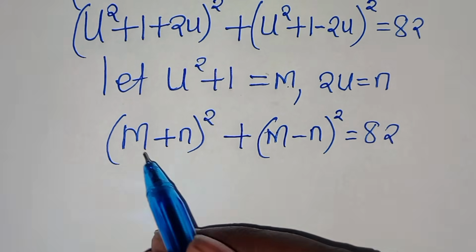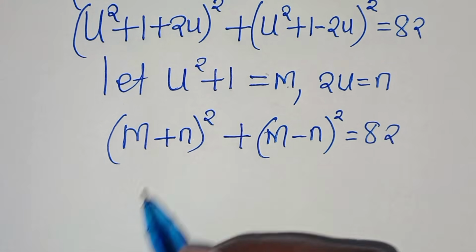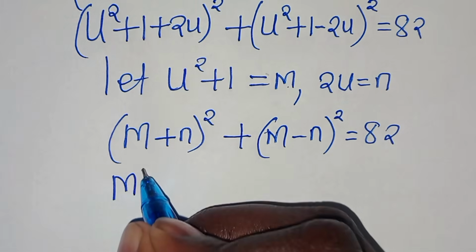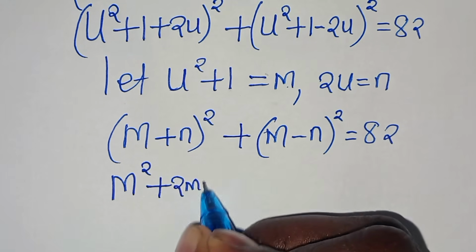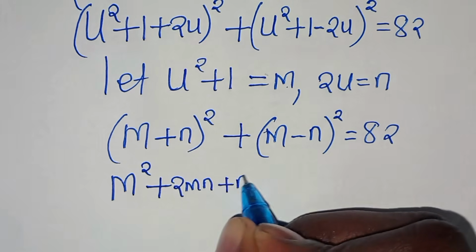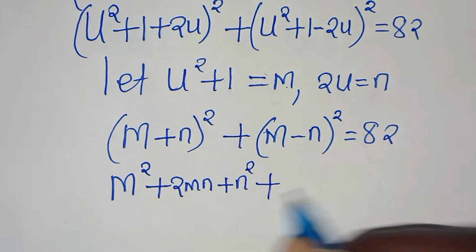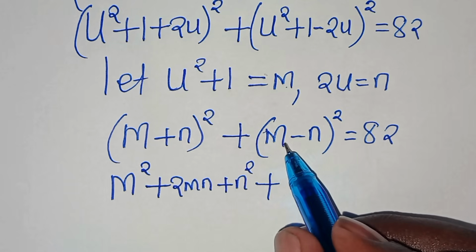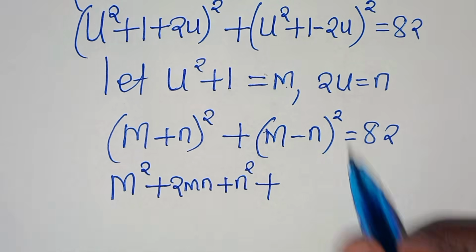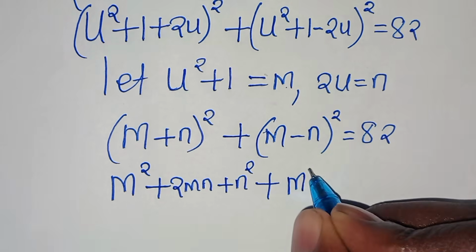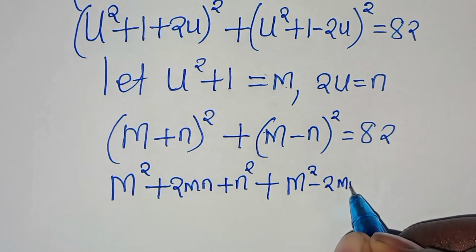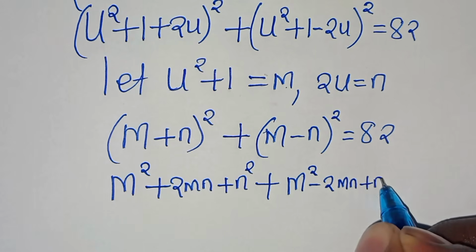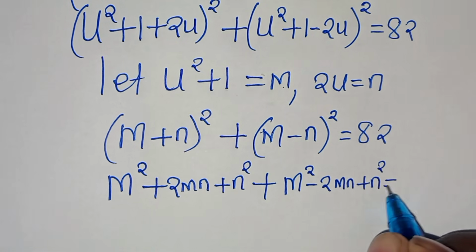Now the next step is to expand this equation here. This is the same thing as m squared plus 2mn plus n squared, plus, let's expand also this part here, which is (m-n)^2. This is m squared minus 2mn plus n squared. This is equal to 82.